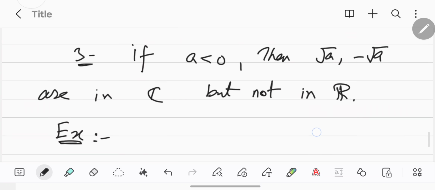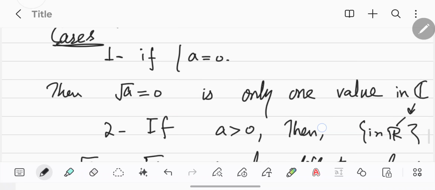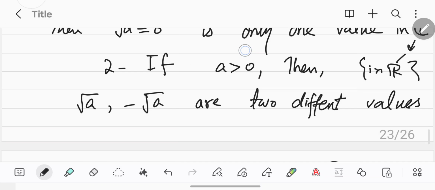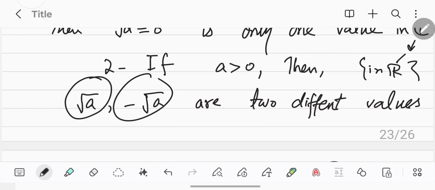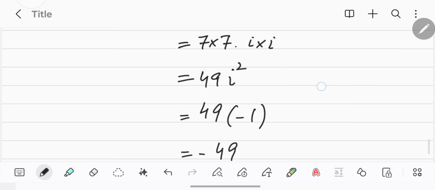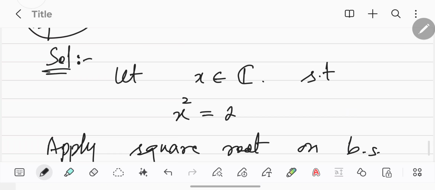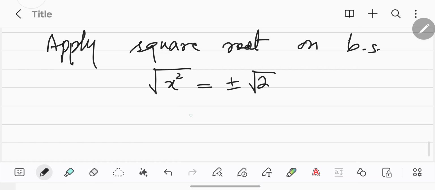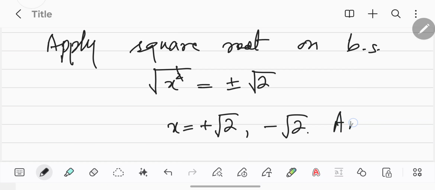If you look at the previous cases, if our real number is positive, then its square roots are two different values. So we are given a real number, and this real number is positive. Since it's not negative, its two different square roots are plus and minus. So here x is either plus square root 2 or minus square root 2. So this is the answer.